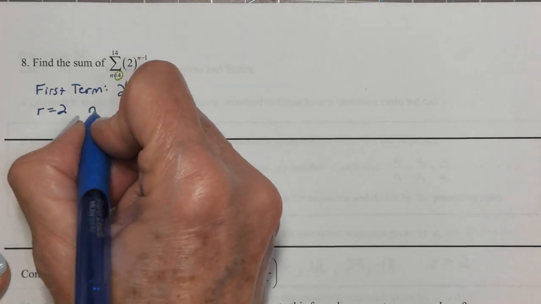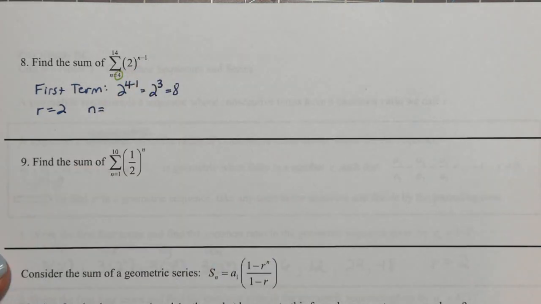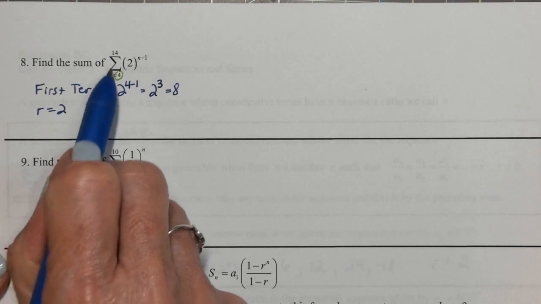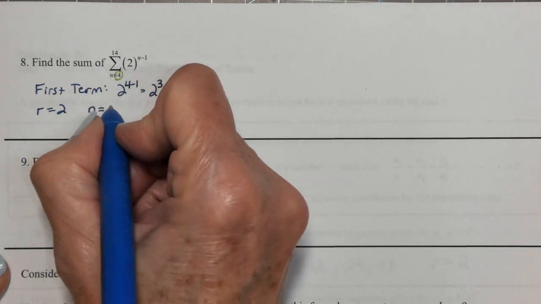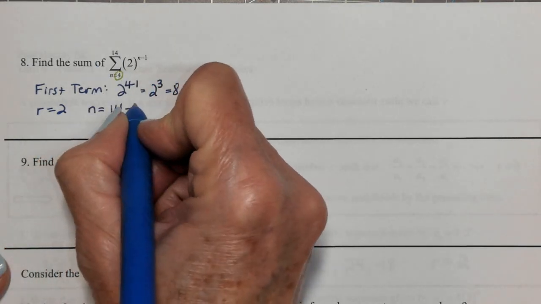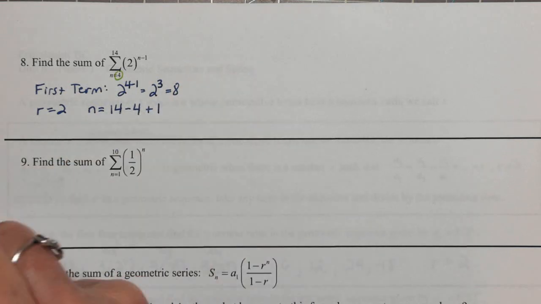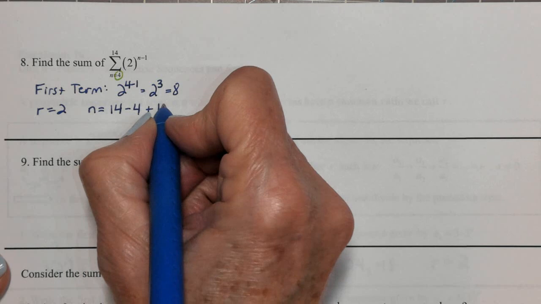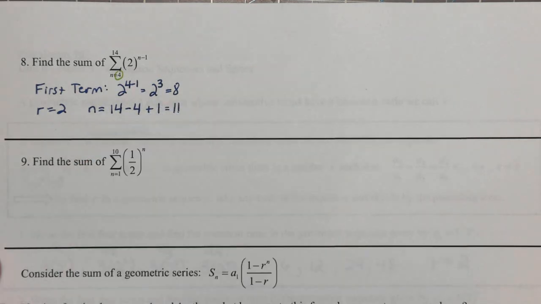We also need to know what n is. How many terms did we sum up here? As we learned previously, to find how many terms you're summing up, we take the top number 14, subtract the bottom number, and then add 1. 14 minus 4 is 10, add 1, and we get 11. There are 11 terms that we are adding up.